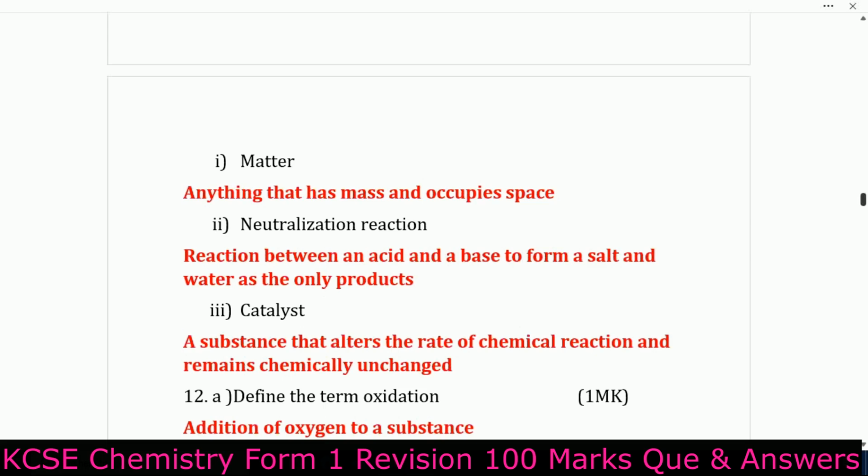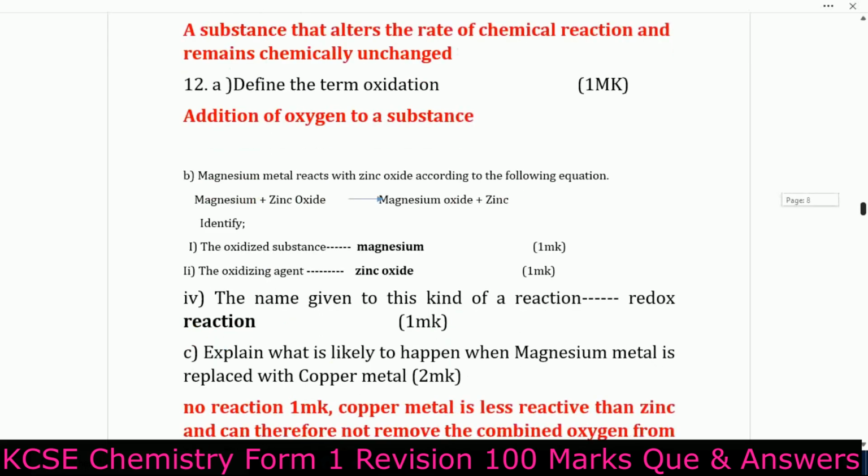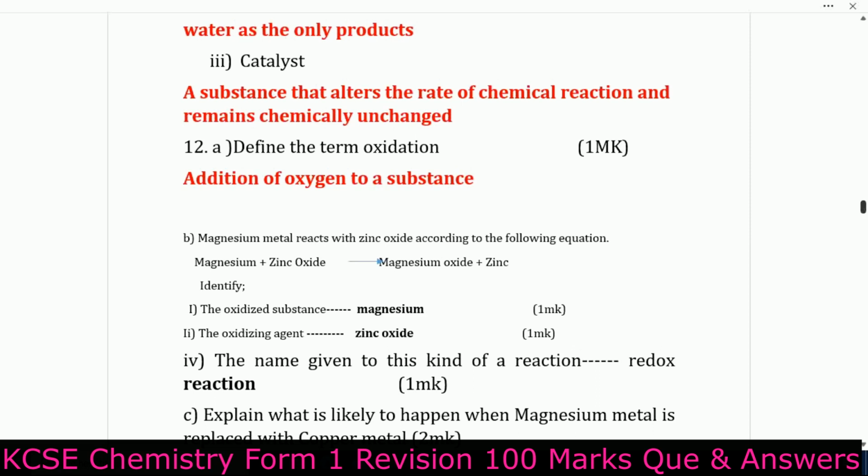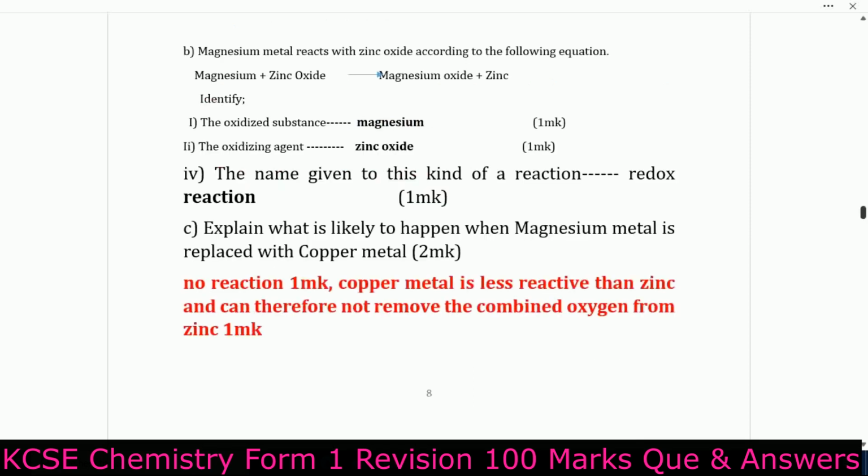as the only products. What is a catalyst? Catalyst is a substance that alters the rate of chemical reaction and remains chemically unchanged. Number 12, define the term oxidation. Oxidation is addition of oxygen to a substance. Go to question next.